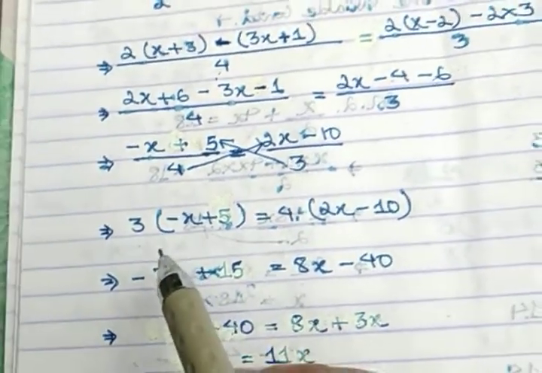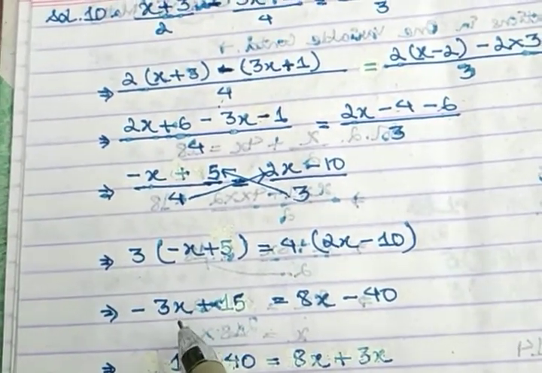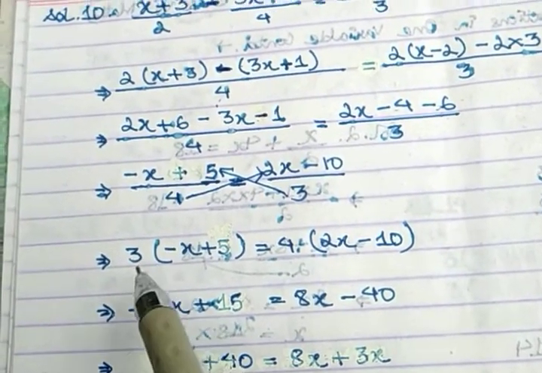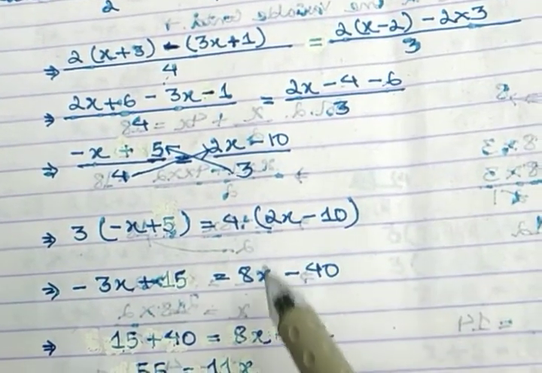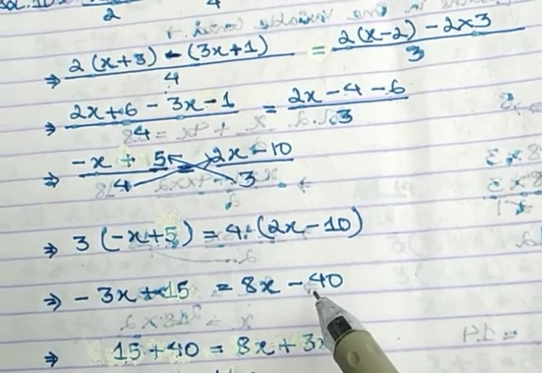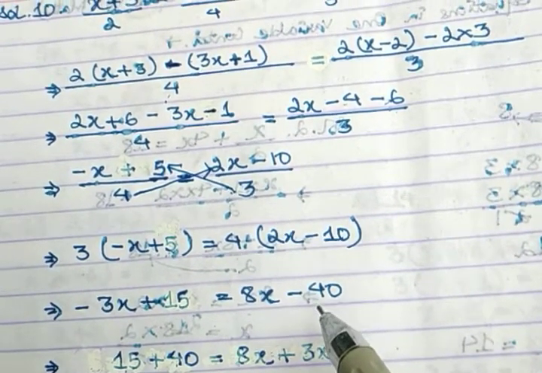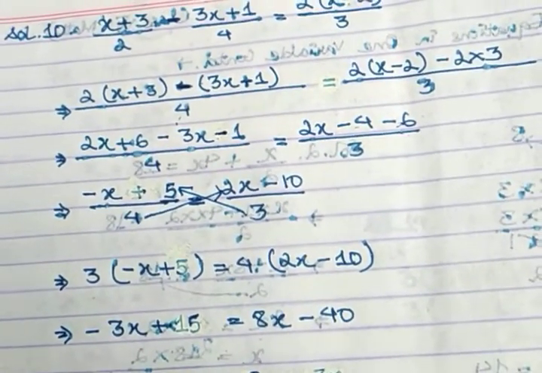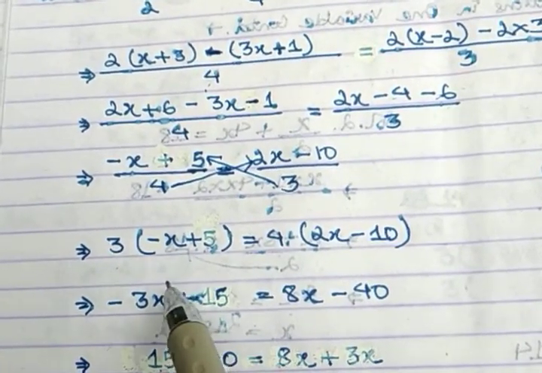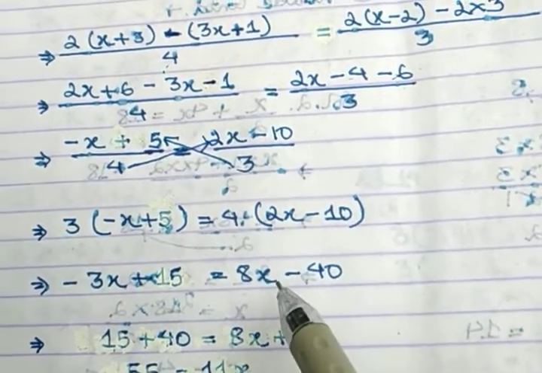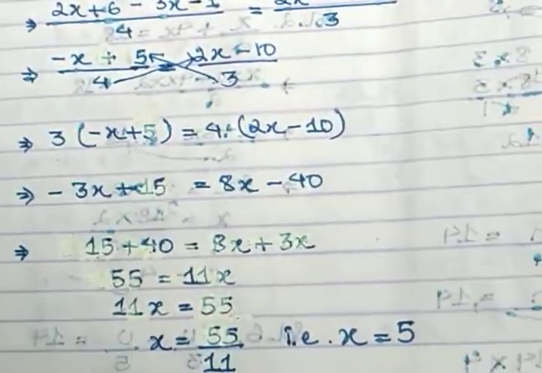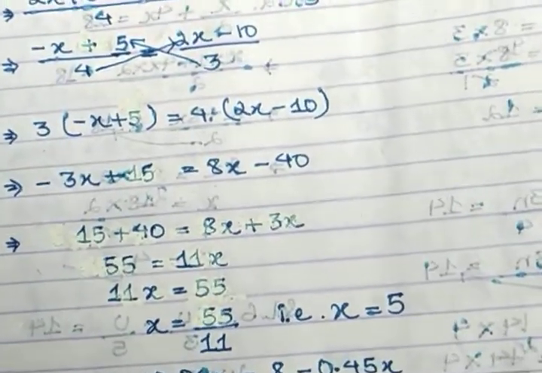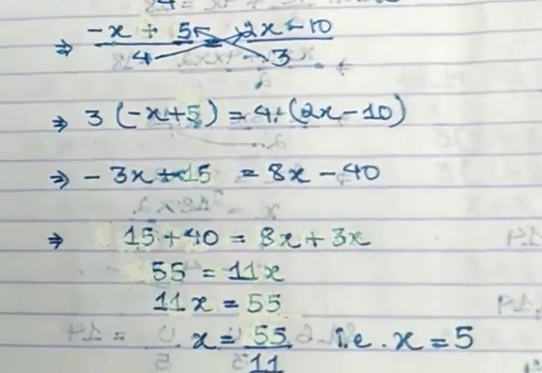Now after that, see, 3 into minus x is minus 3x, 3 into plus 5 is plus 15, equals 4 times 2x is 8x, minus 40, 4 times 10 is 40, isn't it? So now, see, what to do? What you can do is, you can either take the variable to the other side or the constant to the other side, isn't it? We usually do the variable to the left side and constant to the other side, isn't it?